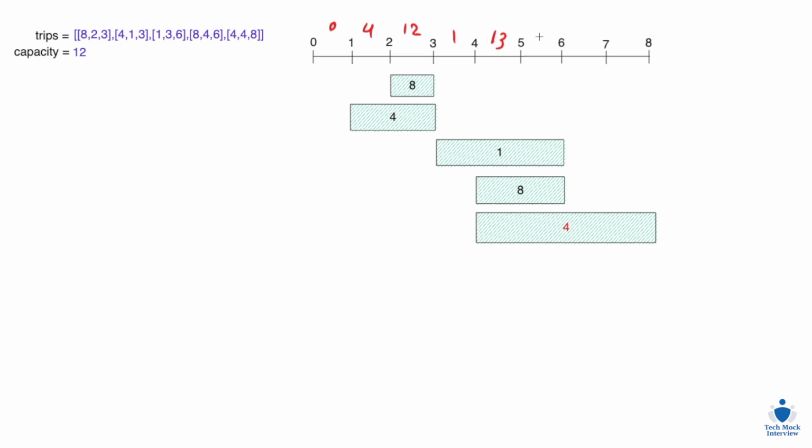From 5 to 6, it'd be 13 as well. From 6 to 7, it would be 4. From 7 to 8, it would be 4 as well. Now, as you can see, there's an interval between 4 to 6 that exceeds our current capacity, which is 12. And the number of passengers here in this interval is 13. So we got to return false. It's not possible to complete all the given trips with a capacity of 12.